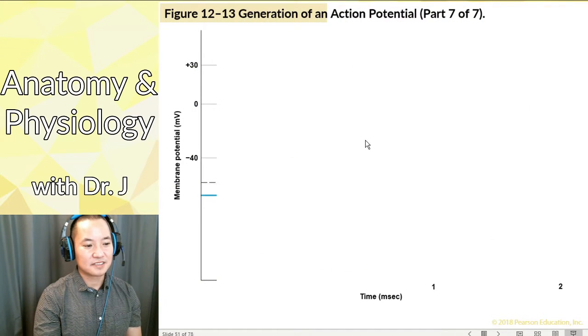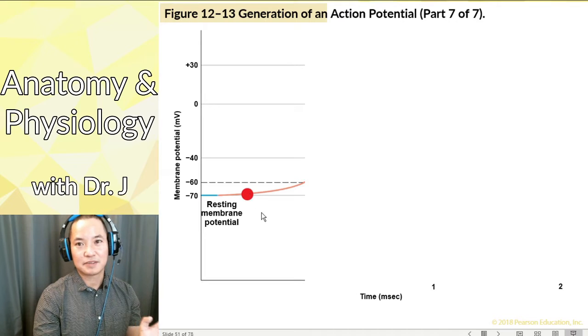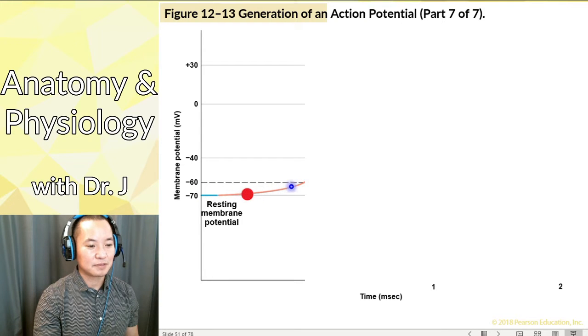So I like to draw this analogy. Or actually, let's do this first. So yeah, threshold. In this figure, in the previous figure we saw, here is the resting membrane potential at negative 70, and what you notice is that it gets more and more positive, and then it reaches something called a threshold right here.